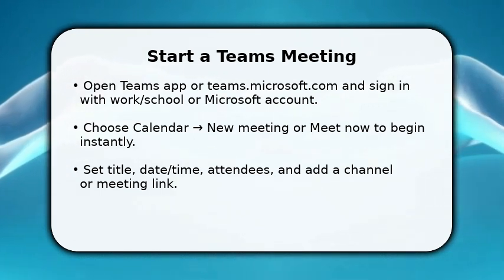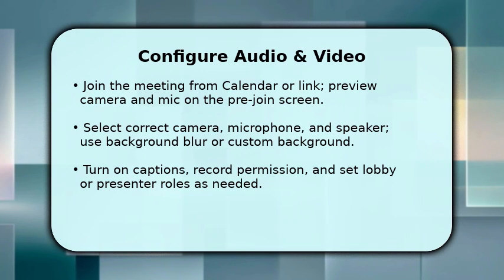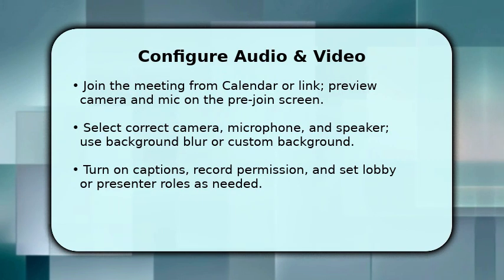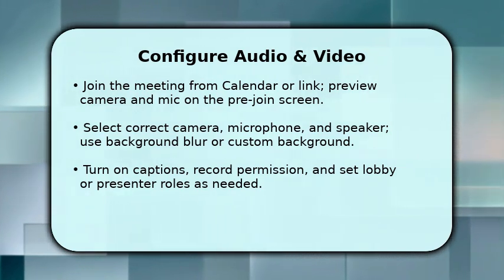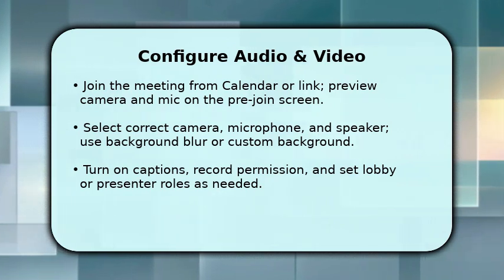When you join, use the pre-join pane to test camera and mic so you don't interrupt others. Choose the right devices from device settings. If audio echo appears, switch speaker or use headset. Enable background blur or a custom background to reduce visual distractions and maintain privacy.